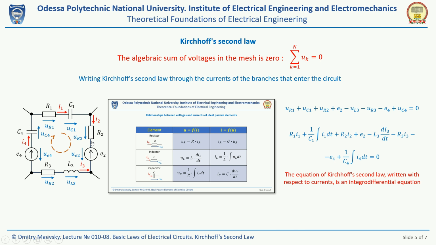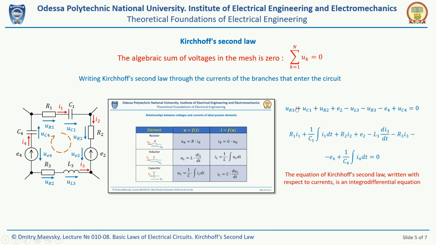But we also know that there are relationships between voltage and current of passive elements. So if we have the voltage of some elements, we can rewrite this voltage through the currents of these elements, like it's shown in this table, for resistor, for inductor, and for capacitor. So we can rewrite this equation in terms of currents.